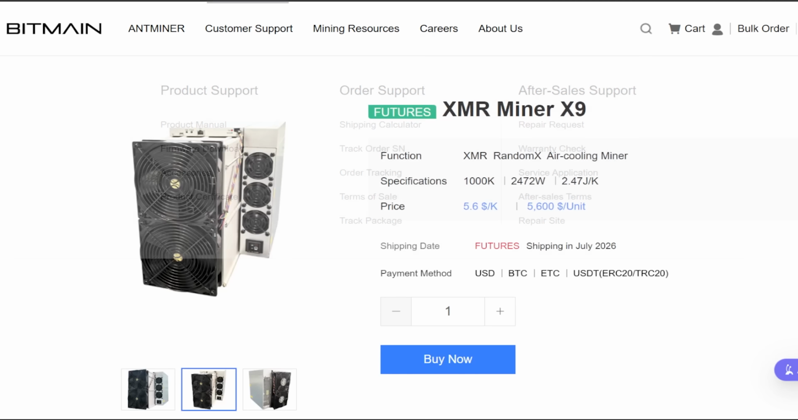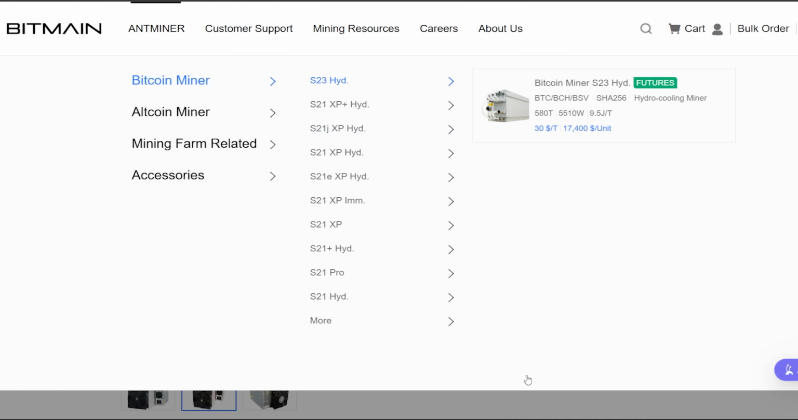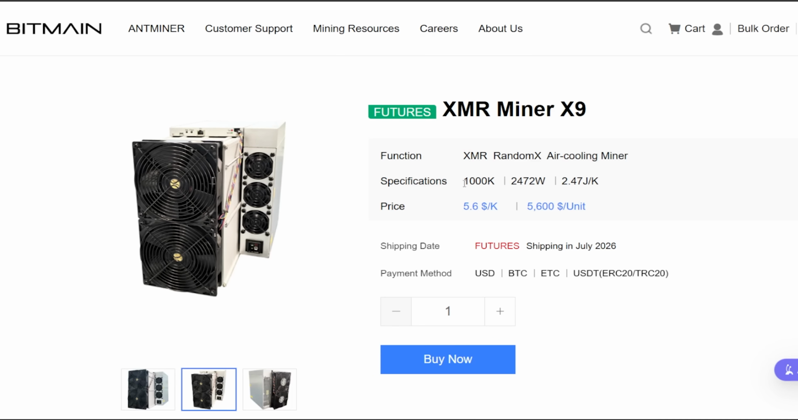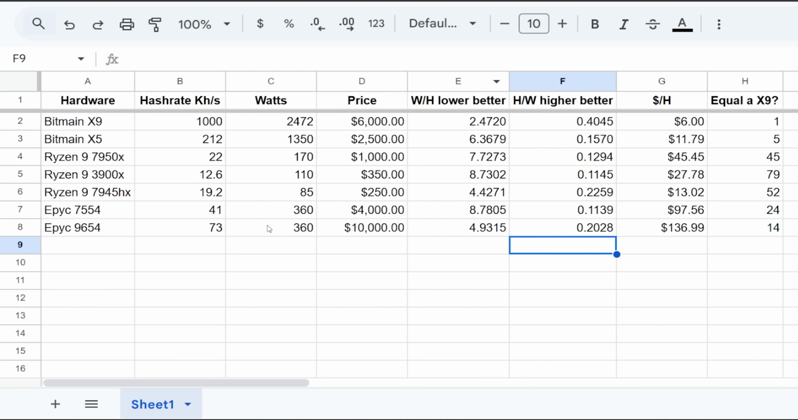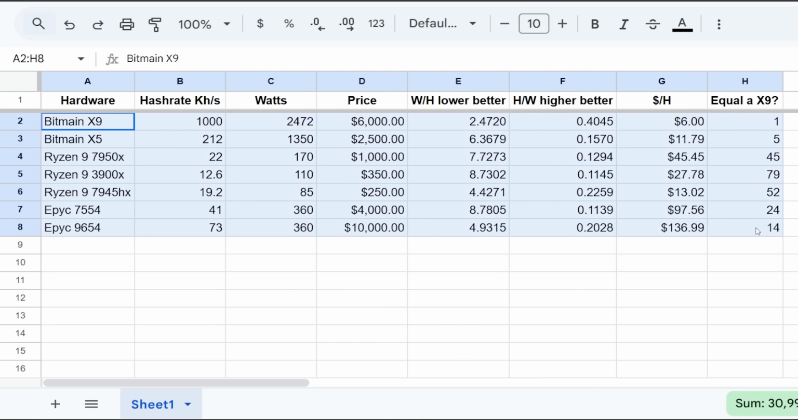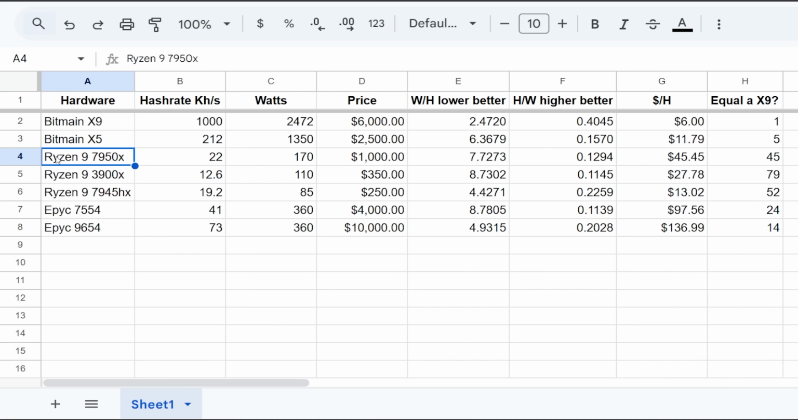Anyways, besides the point, there's a lot of things I want to go through in this video. First things first, they have announced that this thing will do 1000 kilohash for the RandomX algorithm at 2,472 watts. So I do also want to go through some comparisons here, comparing other Monero XMR hash rate hardware that's out there.